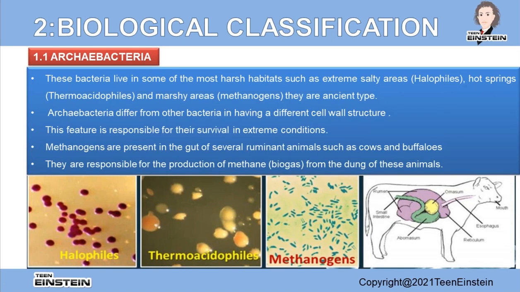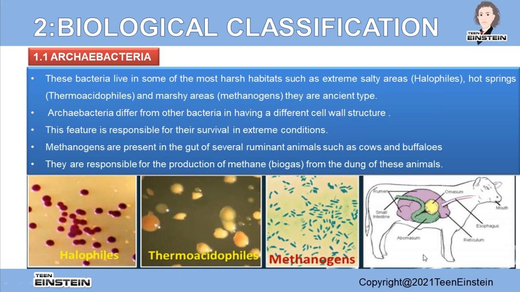Thermoacidophiles. Here you can make out by these terms, thermoacidophiles means hot spring areas. And marshy areas, methanogens. Methanogens can live in marshy areas. And their cell wall structure is somewhat different, so that is helping them to live or survive in such extreme conditions.